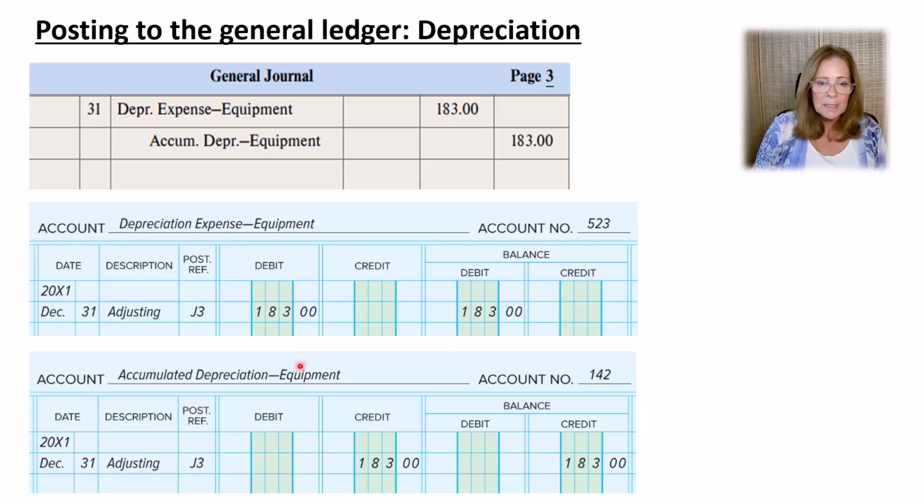The account we now need is accumulated depreciation. Let's write the date into the date column, adjusting into the description column, the journal entry page J3 into the posting reference column, and $183 into the credit column. This account has no prior activity because the balance before entering this transaction is blank. Therefore, the new balance is $183. What do we have to do next?